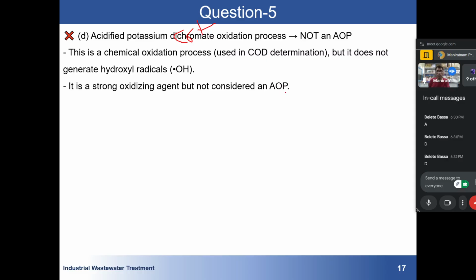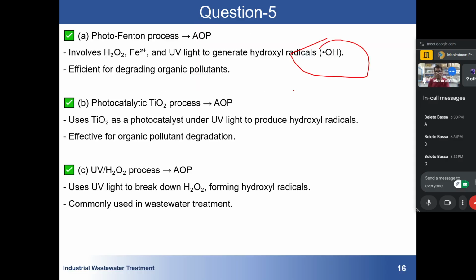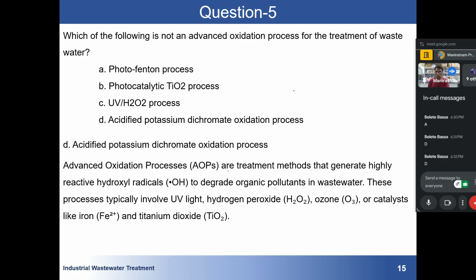Why is it not considered as AOP? Because it does not produce any kind of OH radicals. If you have looked at the definition, we consider only those as AOP which degrade complex organic matter with the help of radicals. Okay, so the correct answer is D. Someone has already said this.